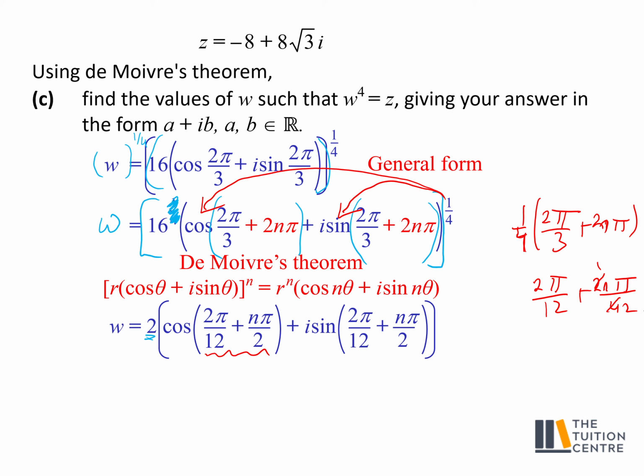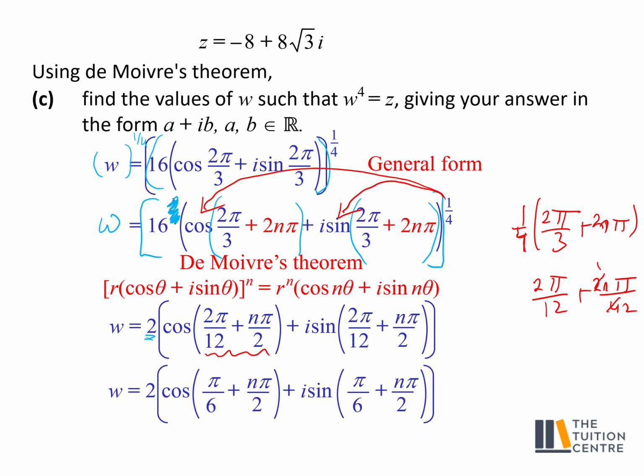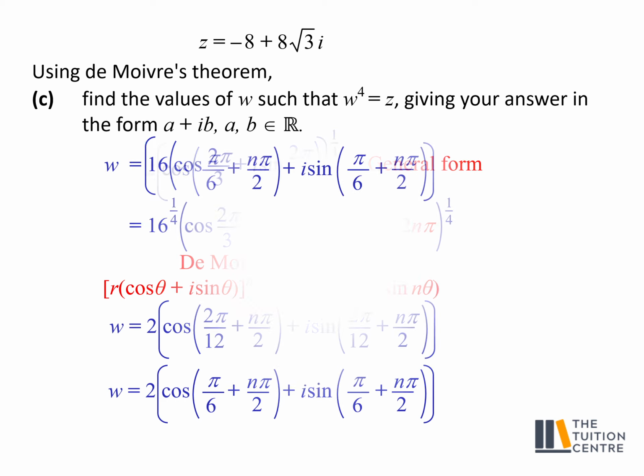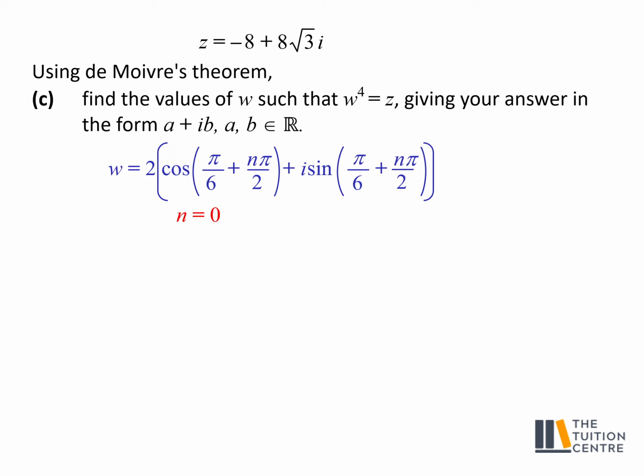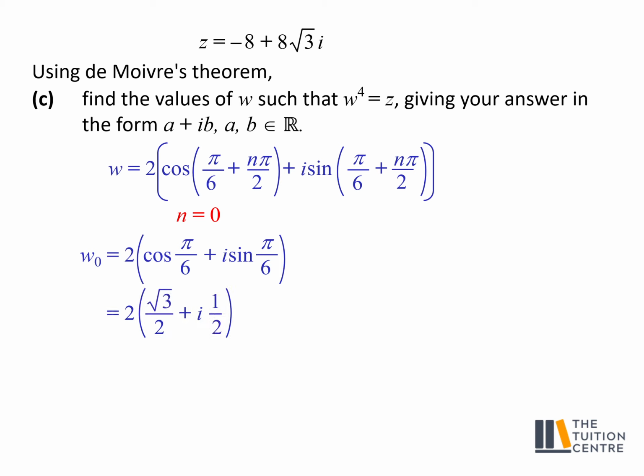2 into 2 goes once, 2 into 2 goes twice. But I can also simplify down the 2 pi over 12 to pi over 6. So I get down as far as here: 2 times cos of pi over 6 plus n pi over 2, plus i sine of pi over 6 plus n pi over 2. And again, I start off, I put in 0 for n, and I get 2 times cos pi over 6 plus i sine pi over 6. Remember, pi over 6 is 30 degrees. I can type that into the calculator, or I can use my unit circle, and I'm going to get my answer of root 3 plus i.